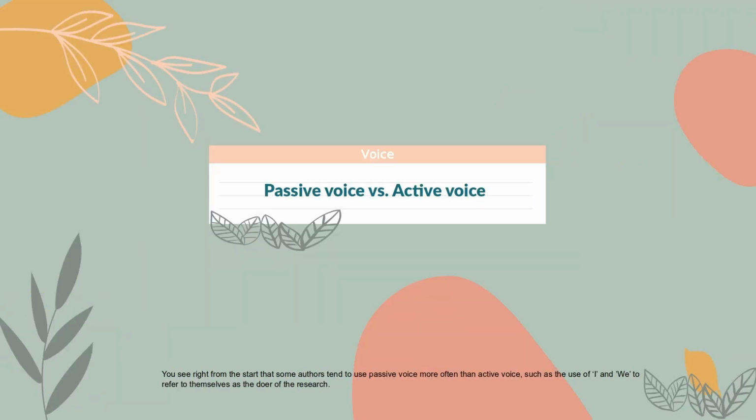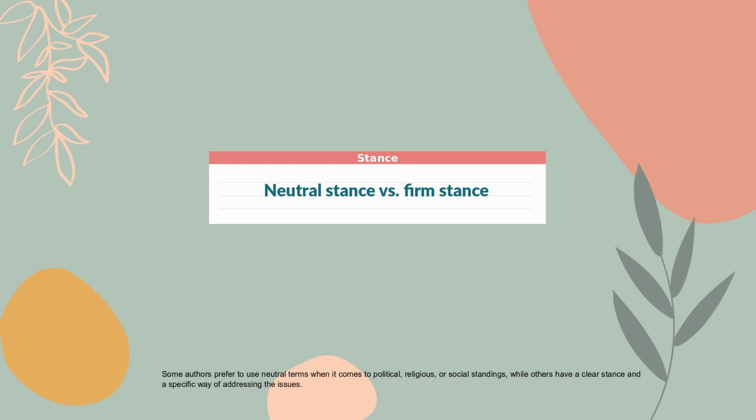You see right from the start that some authors tend to use passive voice more often than active voice, such as the use of I and we to refer to themselves as the doer of the research. Some authors prefer to use neutral terms when it comes to political, religious, or social standings, while others have a clear stance and a specific way of addressing the issues.